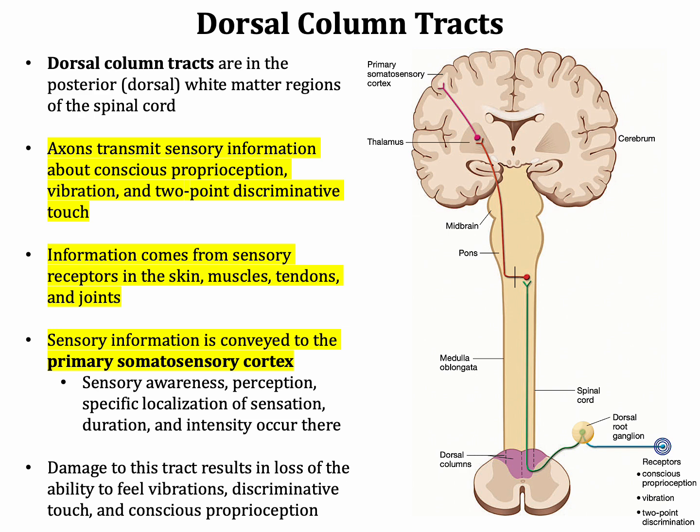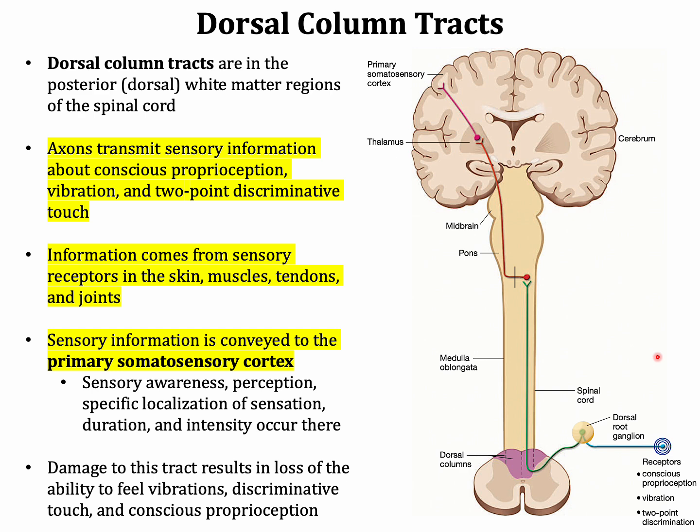With the dorsal column tracts, these are found in the dorsal region of the spinal cord, transmitting sensory information. So these axons transmit sensory information about conscious proprioception. So, our body sense that we are aware of. Like right now, I know that I am sitting down. I know that my knee is flexed. I know that my hands are resting on the table. I'm consciously aware of where my body is in space and how I want to manipulate it.